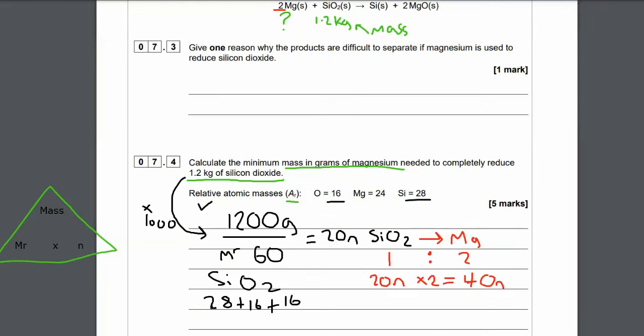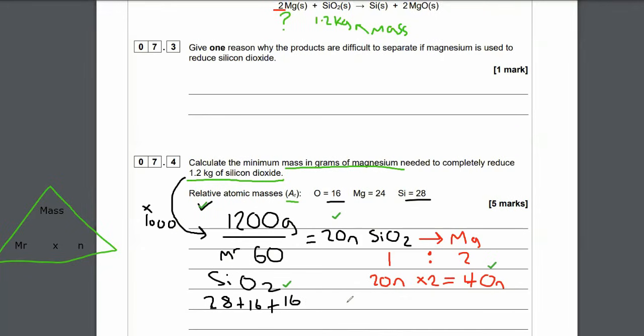But this should have got you 4 marks by now. 1 for the conversion over here, 1 for working out your Mr, potentially, probably not, 1 for the moles there, 1 for the ratio. And now what we need to do is, it's asked for mass, not moles. So calculate the minimum mass in grams. So we need to convert that.